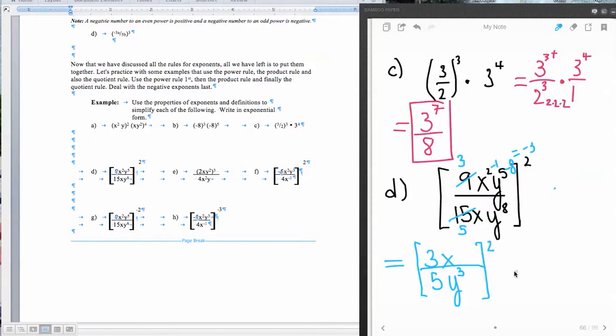And now last but not least, I'm going to square this. Remember, everything in here gets squared, so 3 gets squared, 3 squared is 9, x gets squared, x to the 1 times 2, or x squared, and then 5 gets squared, 5 squared is 25, and then y cubed gets squared, so 3 times 2, which is 6, and so y to the 6th power, and that's going to be our final answer in that one too. And so we'll just go ahead and box this answer here.